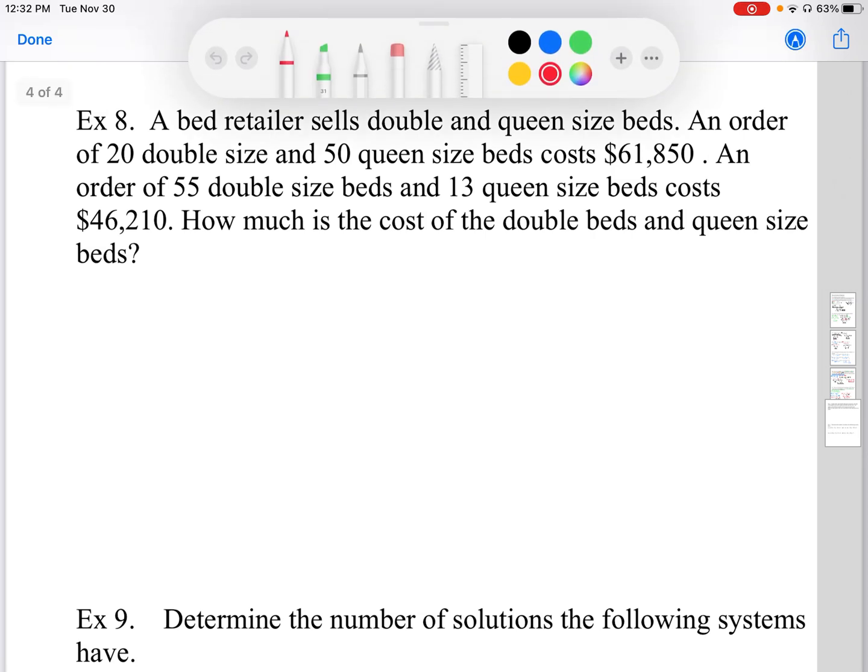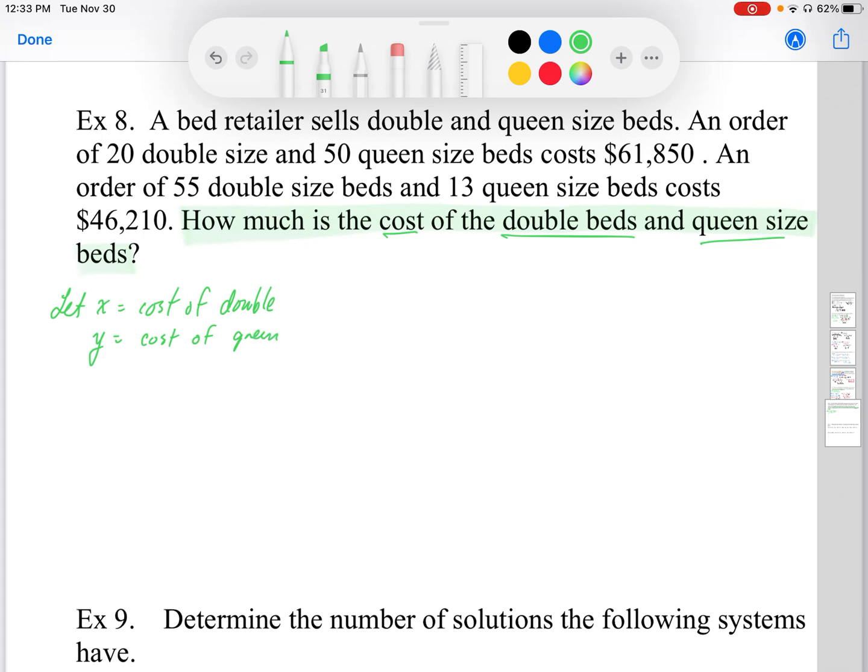And again, I want to make sure that I know what I'm looking for. It says, how much is the cost of a double bed and a queen size bed? So that's going to help me establish my variables. So it says, how much is the cost of the double bed? So I'm going to let X equal the cost of a double bed, and I'm going to let Y equal the cost of a queen size bed.